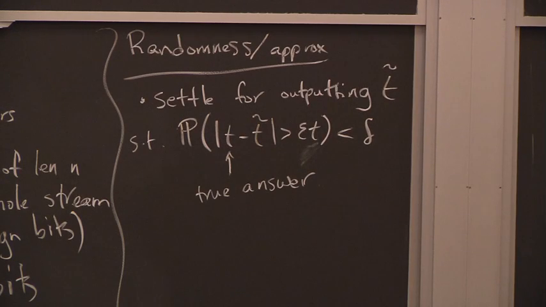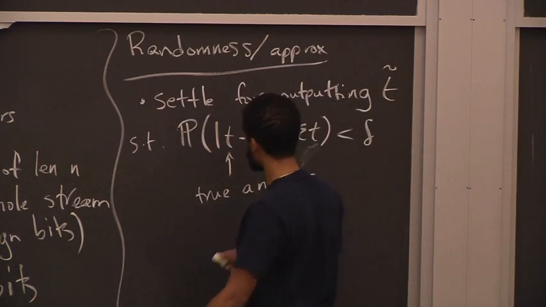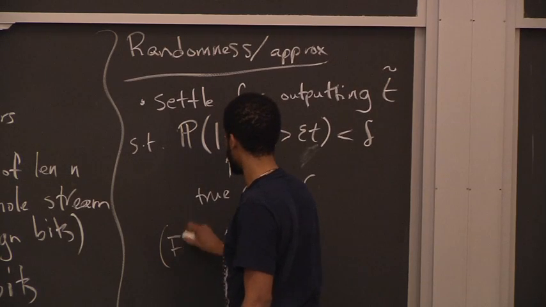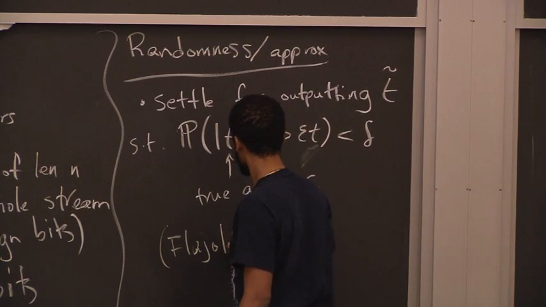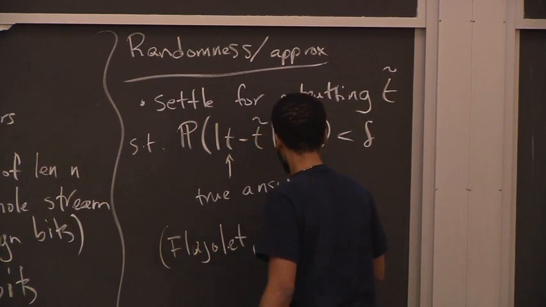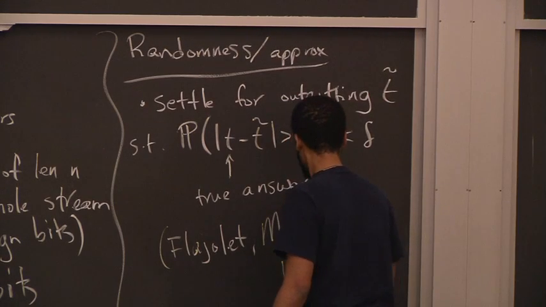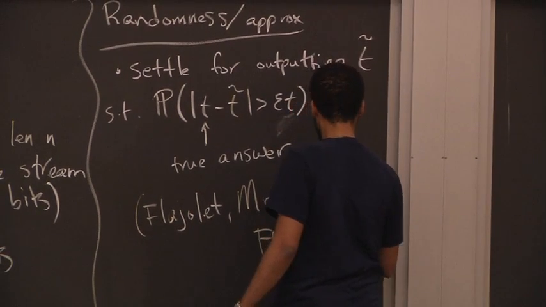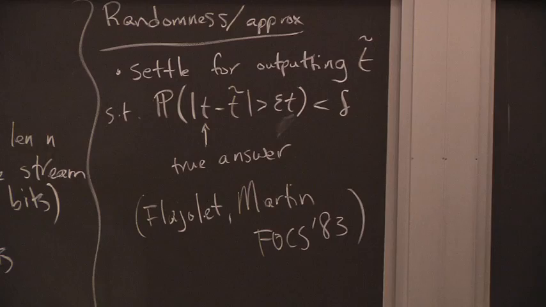Good. The first algorithm that got us something like this is due to Flajolet and Martin. This was back in '83.